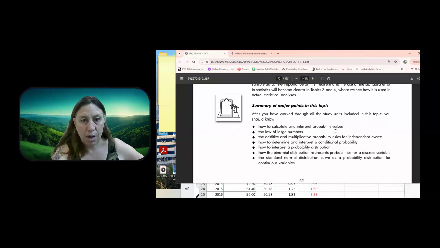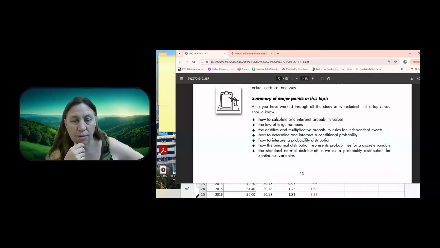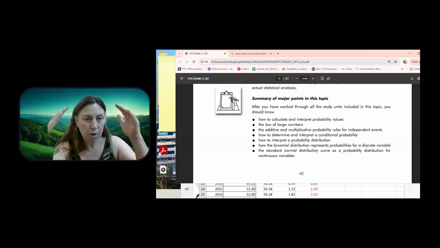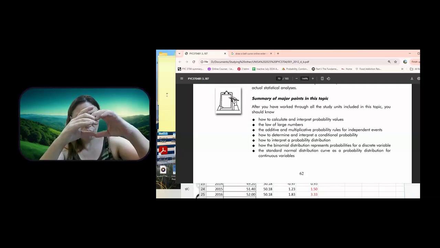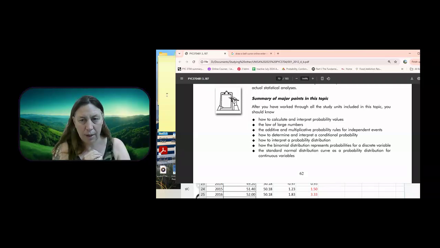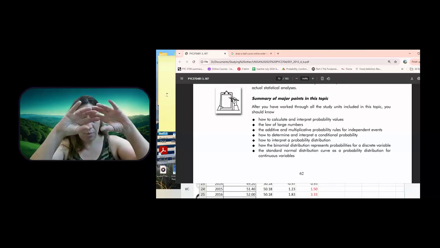Okay, so we should now know how to calculate and interpret probability values. The law of large numbers, okay, which is like the more samples you have, the closer your samples are going to be to the true population. I think that's the law of large numbers. We'll have to look it up again. Additive and multiplicative probability rules for independent events. Remember that those are represented visually by the two interlocking circles. Okay. Additive meaning both circles, multiplicative meaning the area that they have in common.